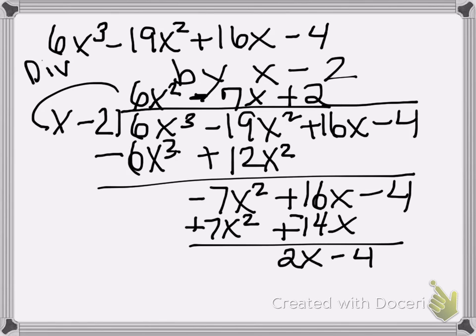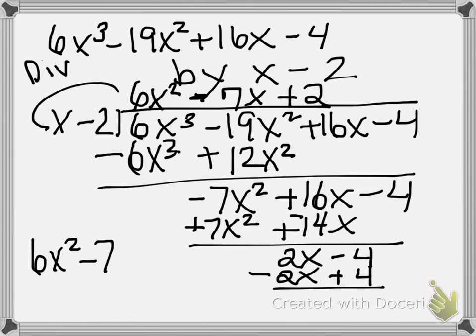And then you're going to distribute. Now, this is where you use both terms. You say 2 times x, which is 2x. And then 2 times negative 2, which is negative 4. Draw your line, change your signs, combine, and you have no remainder. So that's your answer. Your answer is 6x squared minus 7x plus 2.